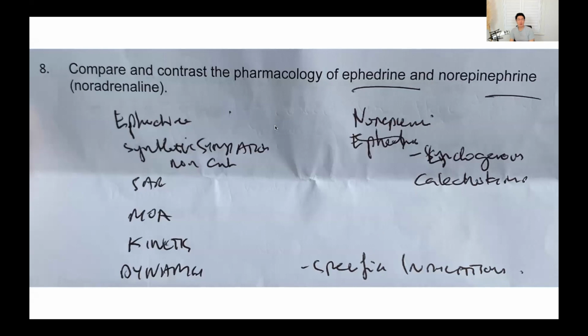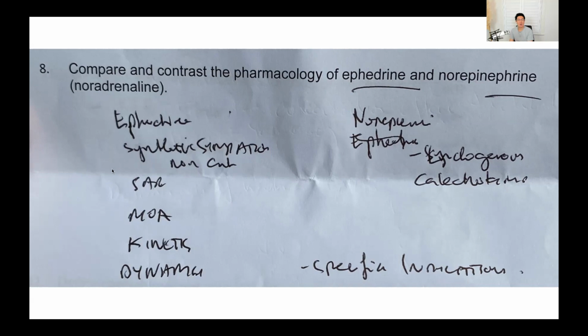So we'll have a look at the 1-minute structure here. And what they've done is they've put ephedrine and noradrenaline. And I think that when you've got a compare and contrast the pharmacology, there's a couple of ways to do it. You can consider a table and sort of list all the ideas for ephedrine on one column and all the ideas about noradrenaline on another column.